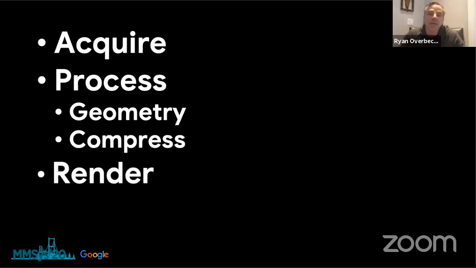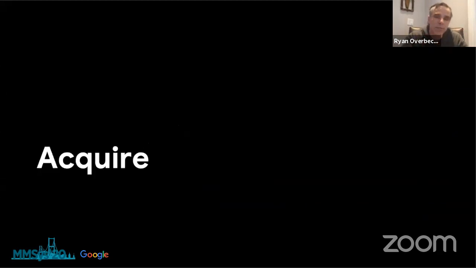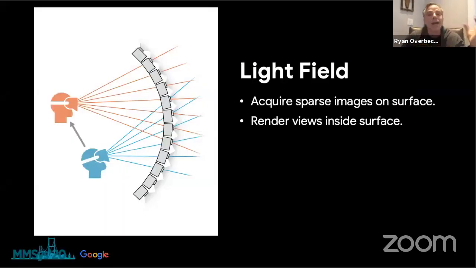And finally, we can render our fully processed light field. And for this work, we developed a novel light field rendering algorithm that uses a per view geometry and a disk-based reconstruction field. So first, I'll explain how we acquire these light fields. So as I mentioned before, to acquire an immersive light field, you need to take a bunch of pictures on the surface of a sphere.